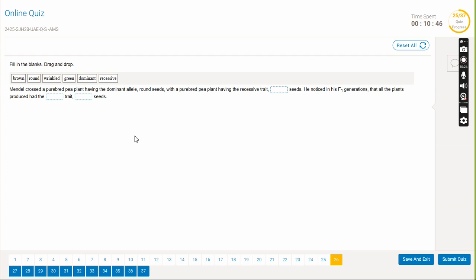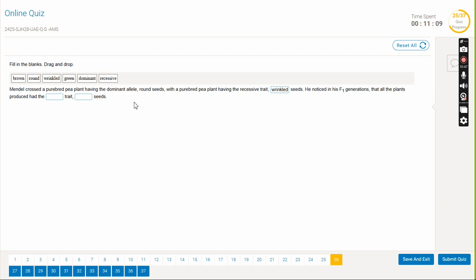Mendel crossed a purebred. A purebred, what does that mean? It only produces offspring with round seeds if it was a round seed itself. Okay? With the purebred plant having the recessive trait. So what are we going to choose for this? It's wrinkled, right? Recessive trait, which is wrinkled. It was a wrinkled seed and it only produced wrinkled seeds.